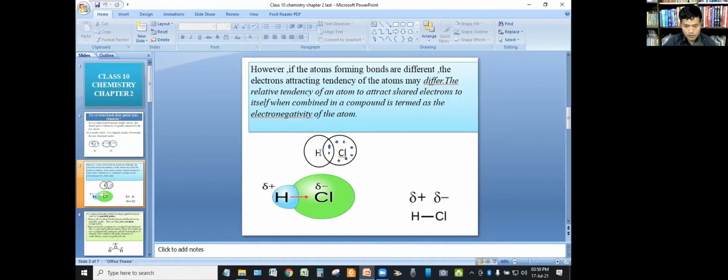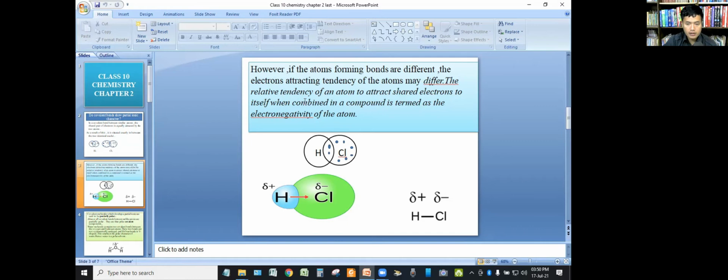Here we have a hydrogen. Hydrogen shares one electron, chlorine shares one electron. But we know that this hydrogen has only one electron, but chlorine has 7 electrons. That means chlorine has more electrons than hydrogen. So what happens is that this chlorine will attract hydrogen more.